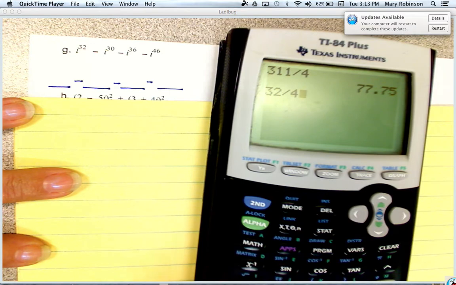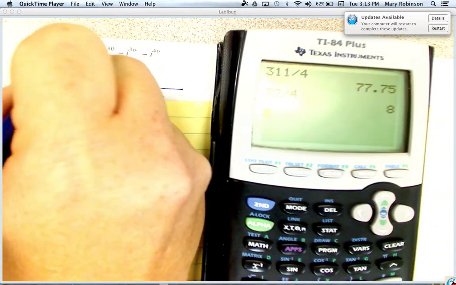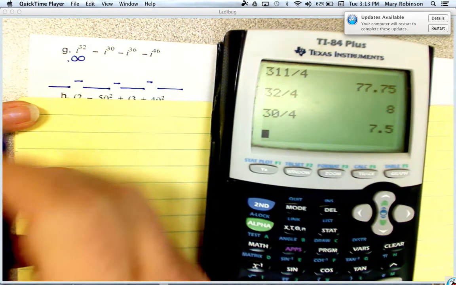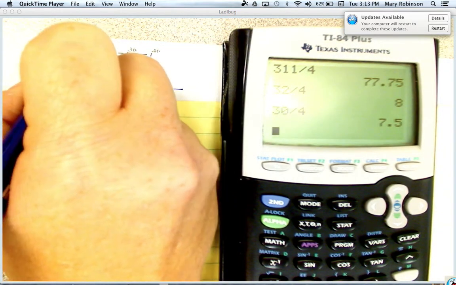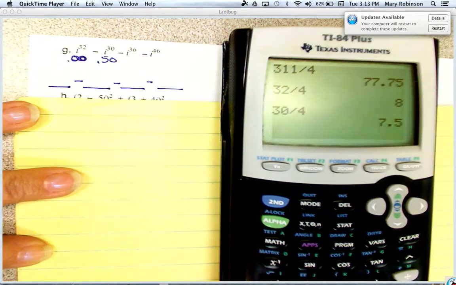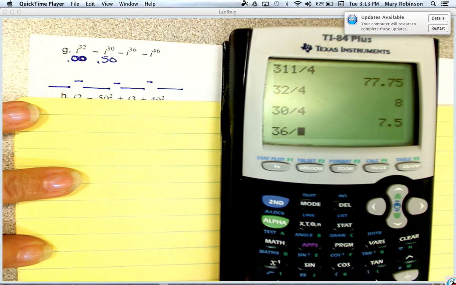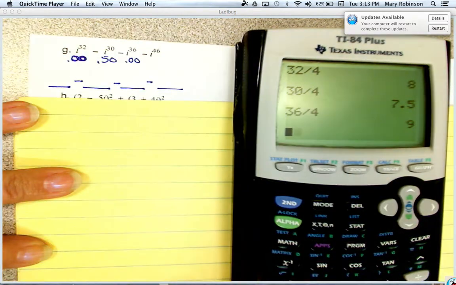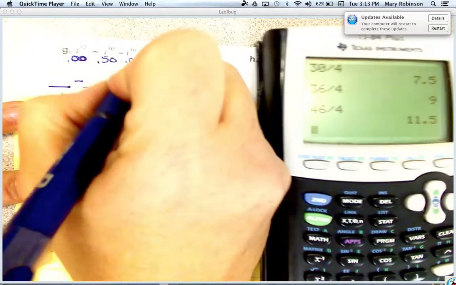So 32 divided by 4 divides evenly, so I'm going to put 0.00. 30 divided by 4 ends in 0.5. It's kind of like an infinity. So 0.50 or 0.5. 36 divided by 4 does divide evenly, and 46 divided by 4 ends in 0.5.